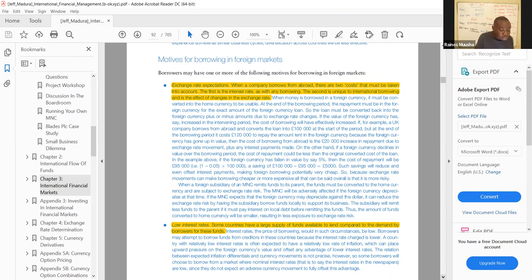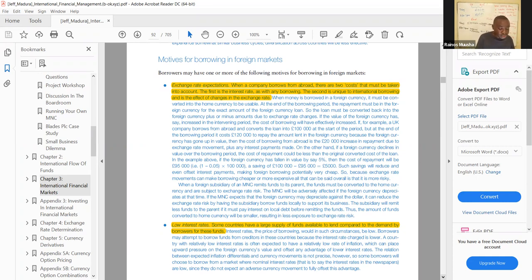And the first one looks at motives for borrowing in foreign markets. So which means here, the first motive is what? Exchange rate expectations. When a company borrows from abroad, there are two costs that must be taken into account. The first is the interest rate, as with any borrowing. So ideally, you want the interest rate to be what? Relatively lower than your home country. The second issue that you have to take into account is unique to international borrowing and is the effect of changes in exchange rates. So if you're going to be borrowing in a particular currency, ideally you want that currency to depreciate against your own currency. So you would want your own currency to appreciate against that particular currency, so that when you pay back that money, you're paying less money as well.